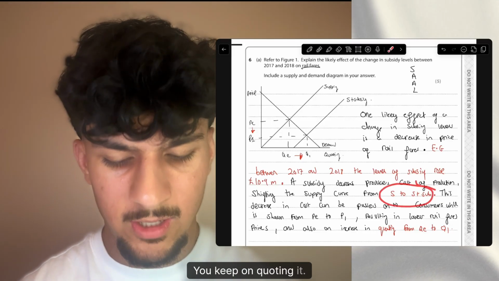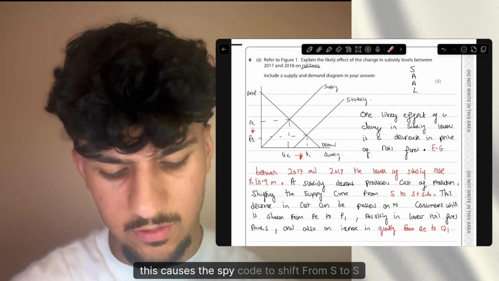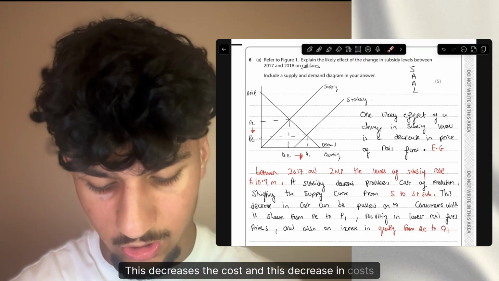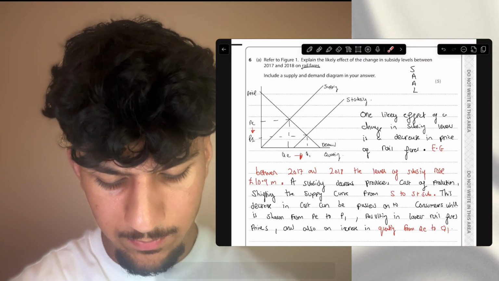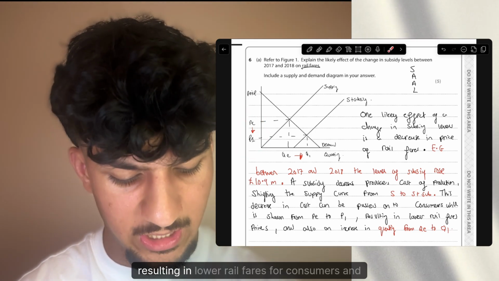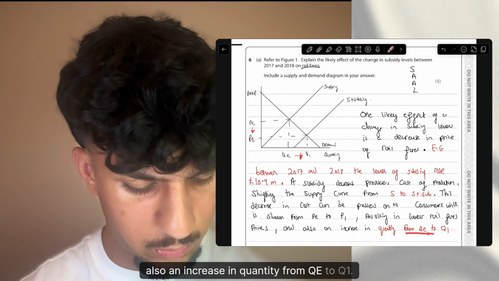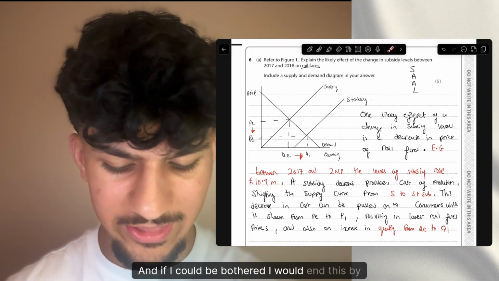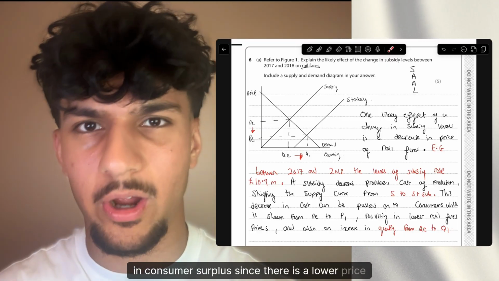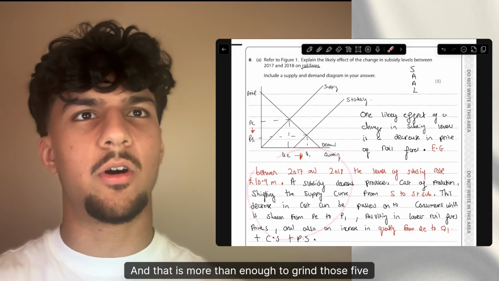You keep on quoting it. You explain the diagram in a step-by-step manner. So this causes the supply curve to shift from S to S plus sub. This decreases the cost, and this decrease in costs can be passed on to consumers, which is shown from PE to P1, again quoting the diagram, resulting in lower rail fares for consumers and also an increase in quantity from QE to Q1. And if I could be bothered, I would end this by writing that there's also an increase in consumer surplus since there is a lower price, and probably a mention of producer surplus. And that is more than enough to grant those 5 marks.